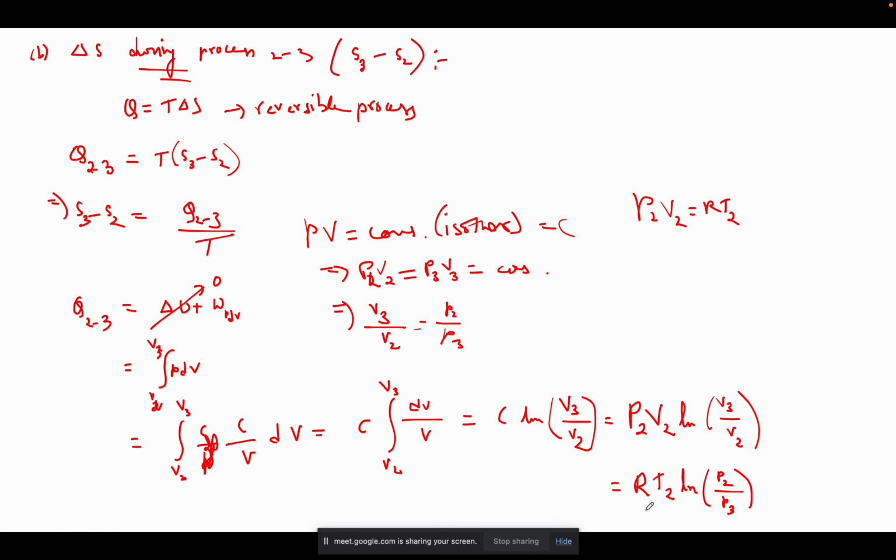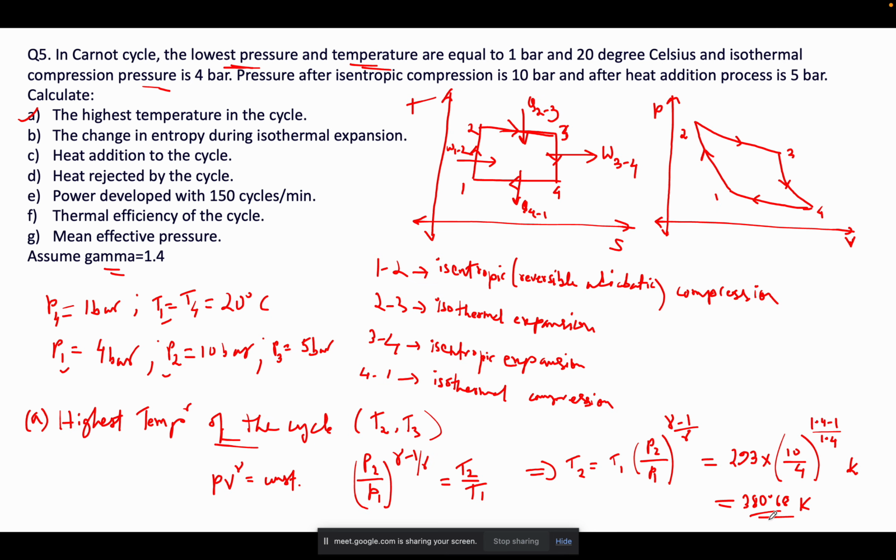Yes, so now we know all these three parameters, and I think you remember the value of R for an ideal gas, that is air. It is 0.287 kilojoule per kg Kelvin, into T2. What is your T2? You just calculated it. It is 380.68.